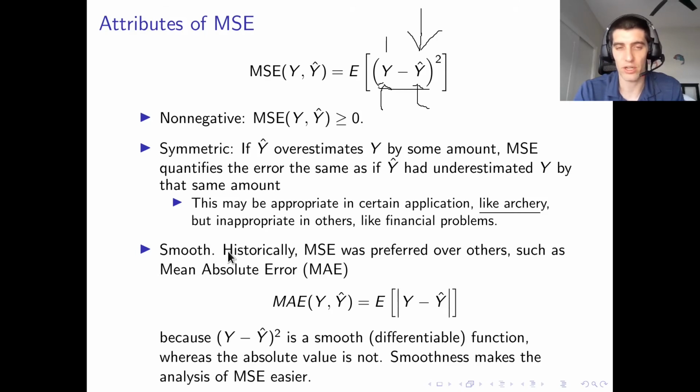The other thing about mean squared error is that it's smooth. Mostly for historical reasons, because of ease of calculation, you can take derivatives of smooth functions, mean squared error was preferred over other types of error. An alternative is the mean absolute error, right? You take the expected absolute difference instead of squared difference. But the absolute value function is not smooth, whereas the square function is. And so the analysis of mean squared error is actually easier than that of mean absolute error for this reason. The smoothness is going to come into play later as we talk about how to derive optimal estimators.